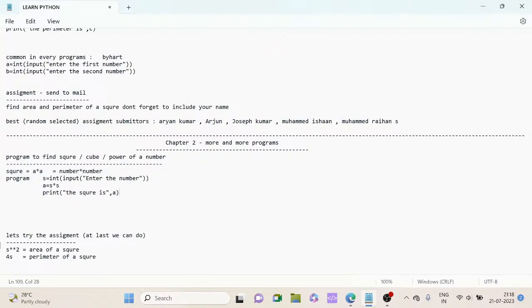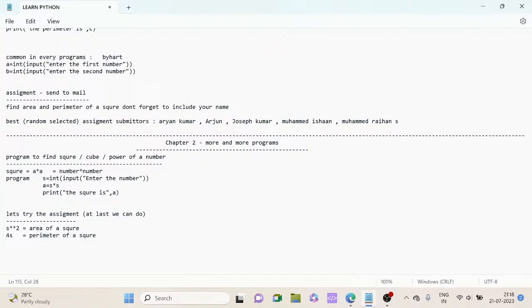So now let's try the assignment. First of all, let's recall. Area of a square is what? I have written here s square. S square is the area of a square and perimeter of a square is 4s, 4 into the side, 4 into s. First of all, let's go for this program.